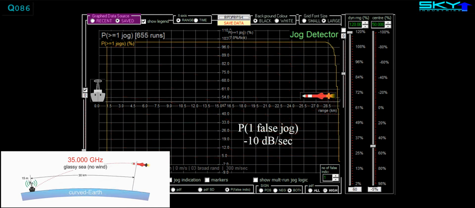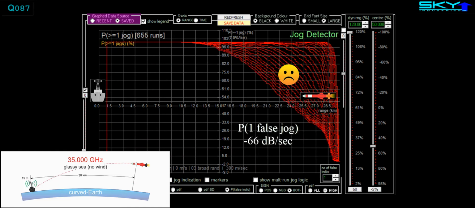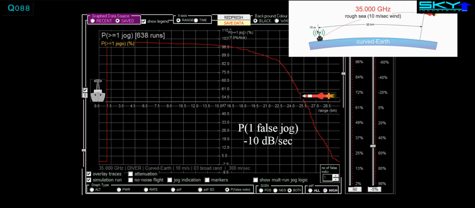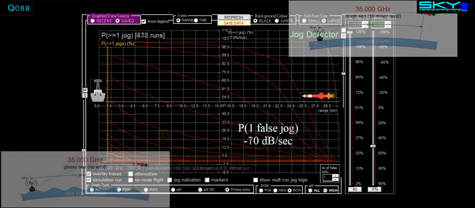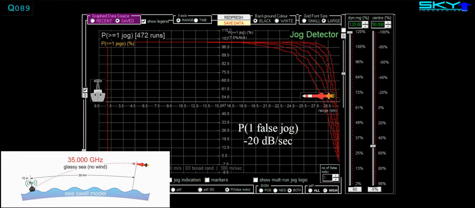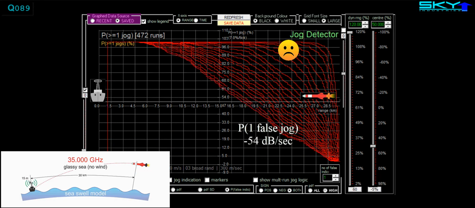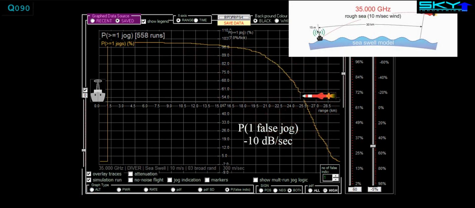And here are the results for the Ka-band high diver missile, starting with the curved earth model with a glassy sea. Curved earth, rough sea. Sea swell, glassy sea. And sea swell, rough sea.